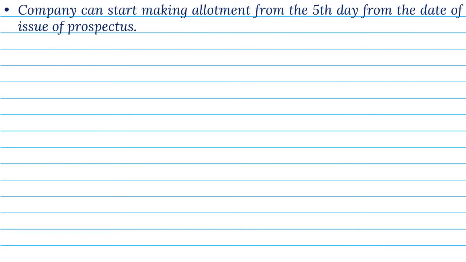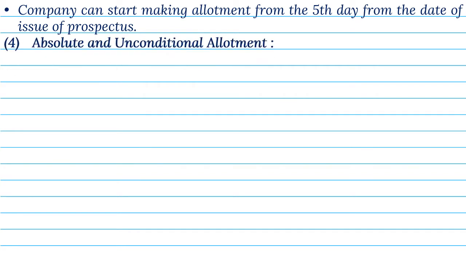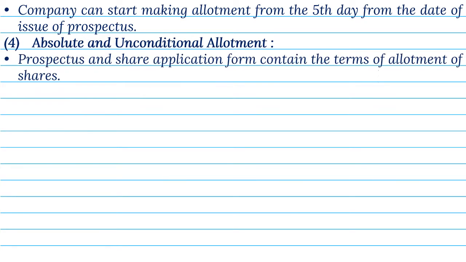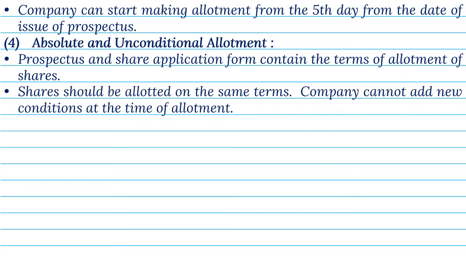Company can start making allotment from the 5th day from the date of issue of prospectus. 4. Absolute and unconditional allotment. Prospectus and share application form contain the terms of allotment of shares. Shares should be allotted on the same terms. Company cannot add new conditions at the time of allotment.